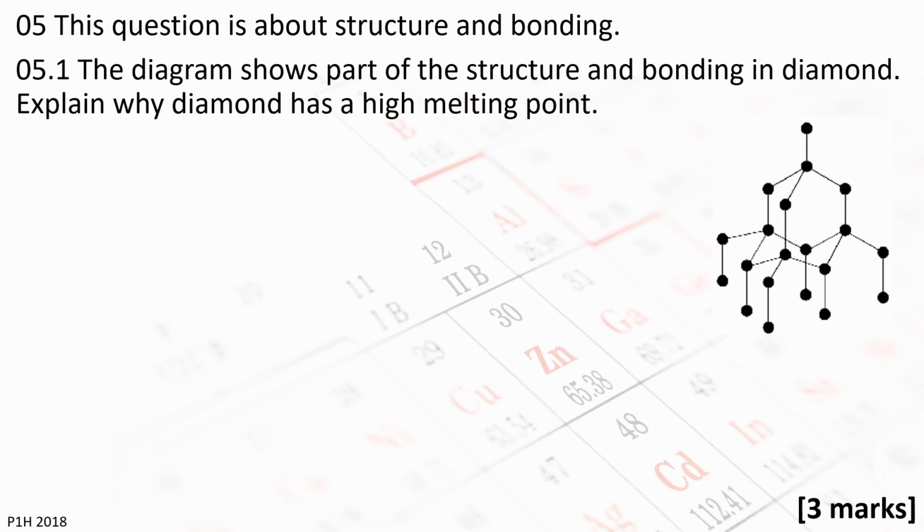Here's the first part of the question. This question is about structure and bonding. The diagram shows part of the structure and bonding in diamond. Explain why diamond has a high melting point.